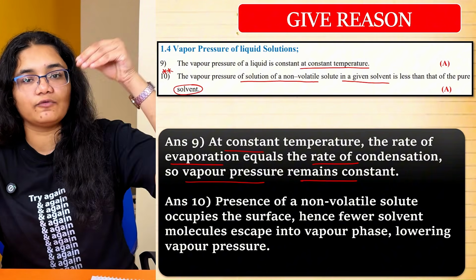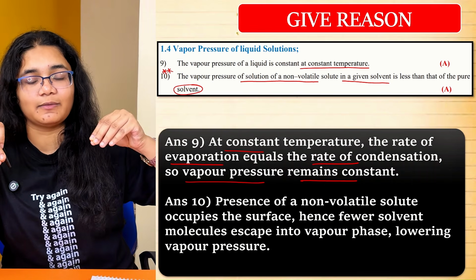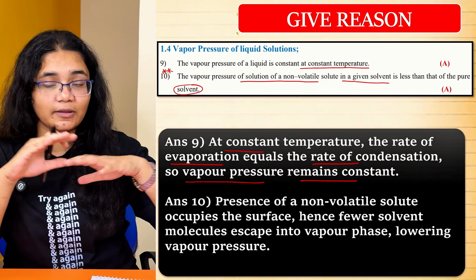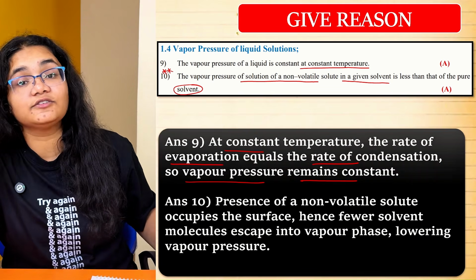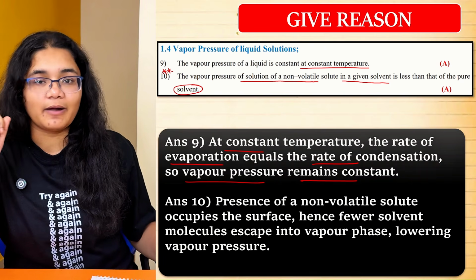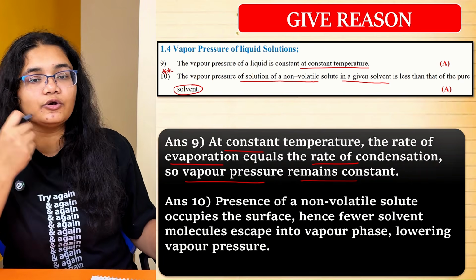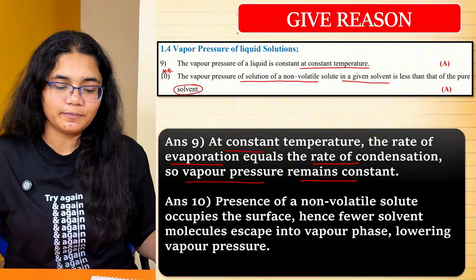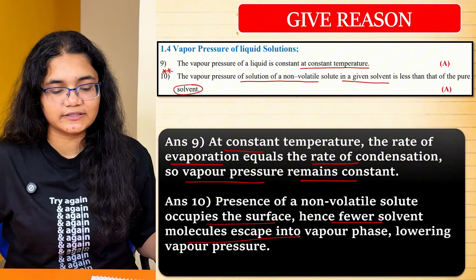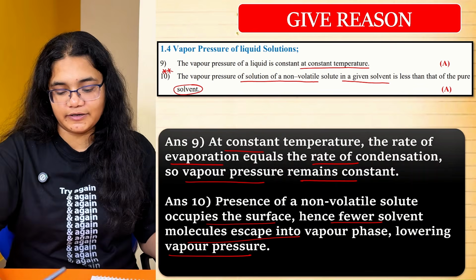Now when you add a non-volatile solute, some of the surface particles are now occupied by the solute particles. Earlier, suppose 10 particles were evaporating, now 5 particles will evaporate because the other 5 are your non-volatile solute particles. So the presence of a non-volatile solute occupies the surface, hence fewer solvent molecules can escape, lowering the vapor pressure.